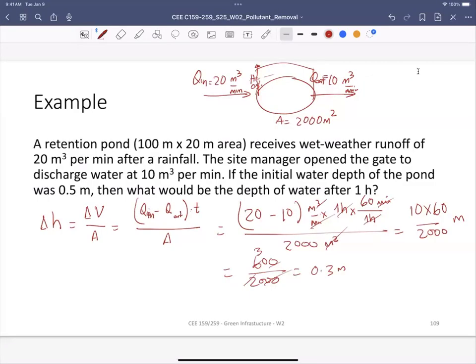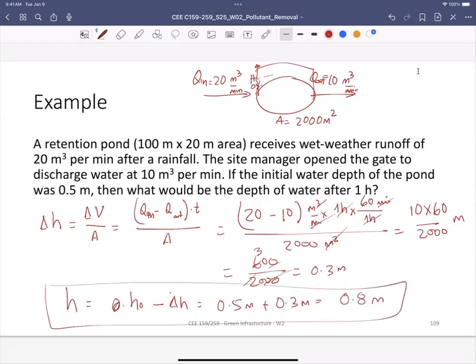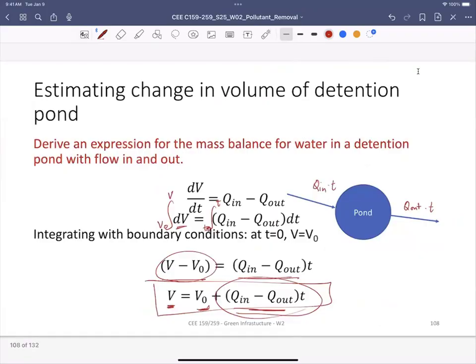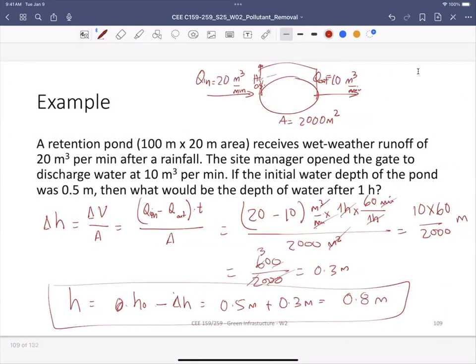So initially it was 0.5 meters. So the final height will be the initial height h0 plus delta h, which is 0.5 meter plus 0.3 meter, which is going to be 0.8 meter. So again, these are the equations you can use to predict how much water is going to rise. This is the same kind of equation used to predict, when you have a dam, how much water you can capture, and if you have to release some amount of water, at what rate.